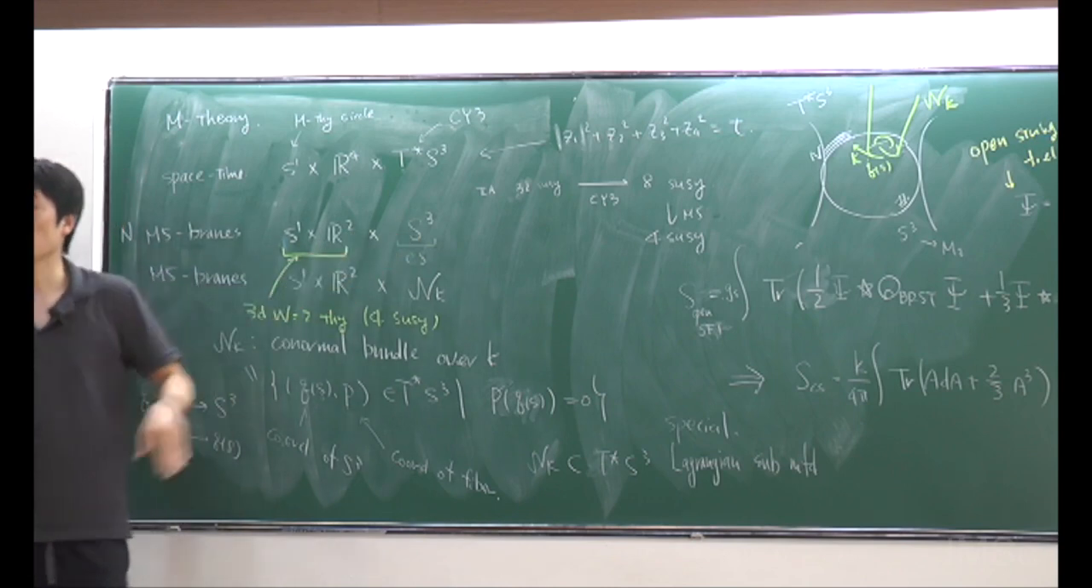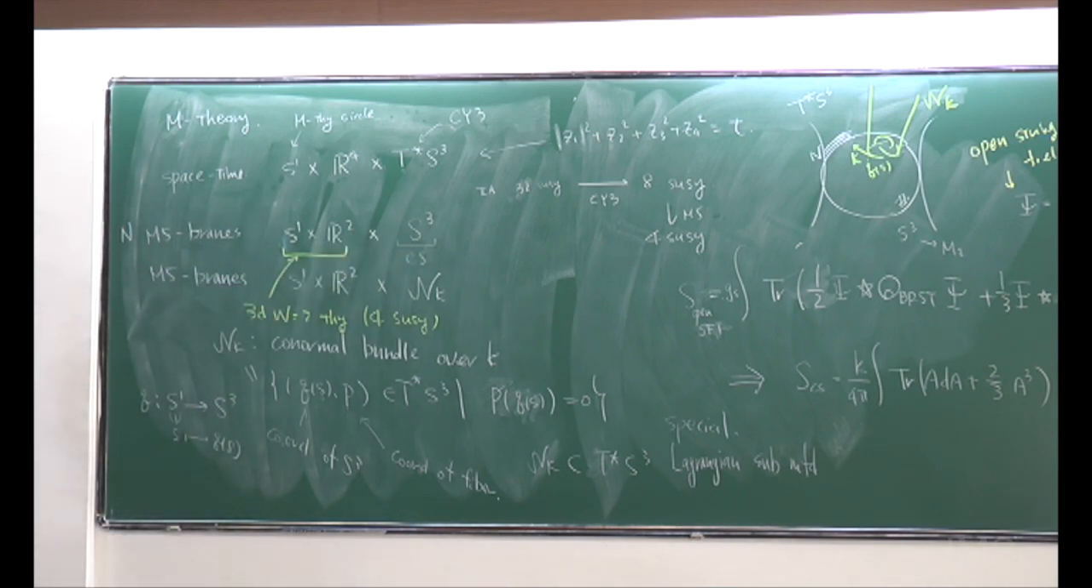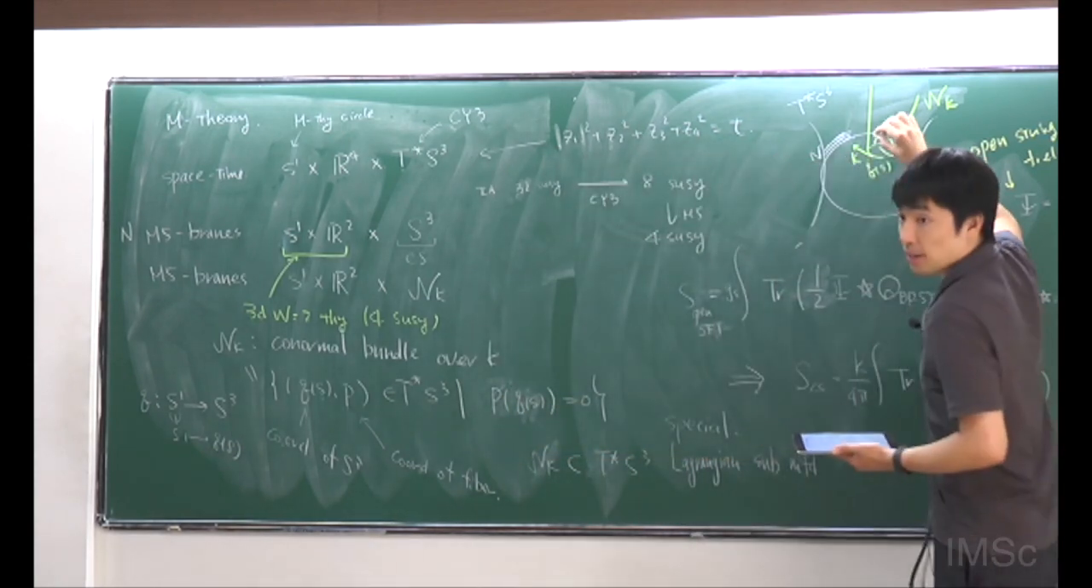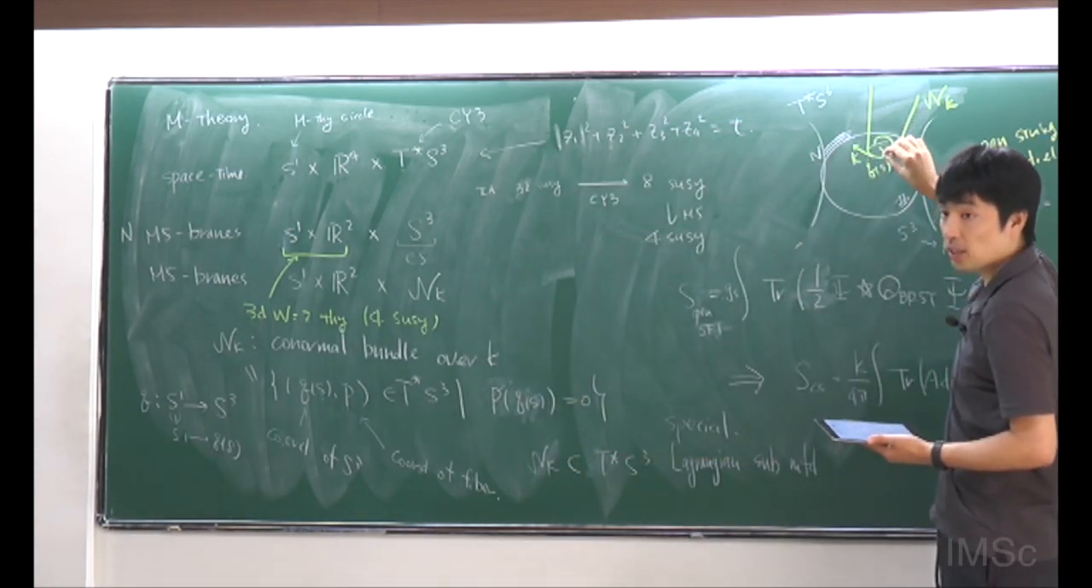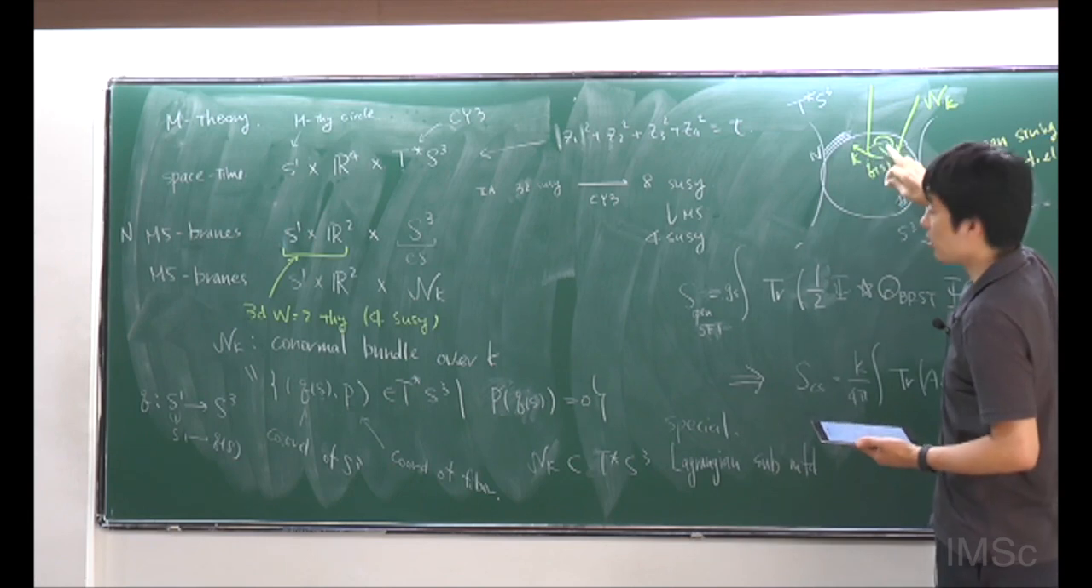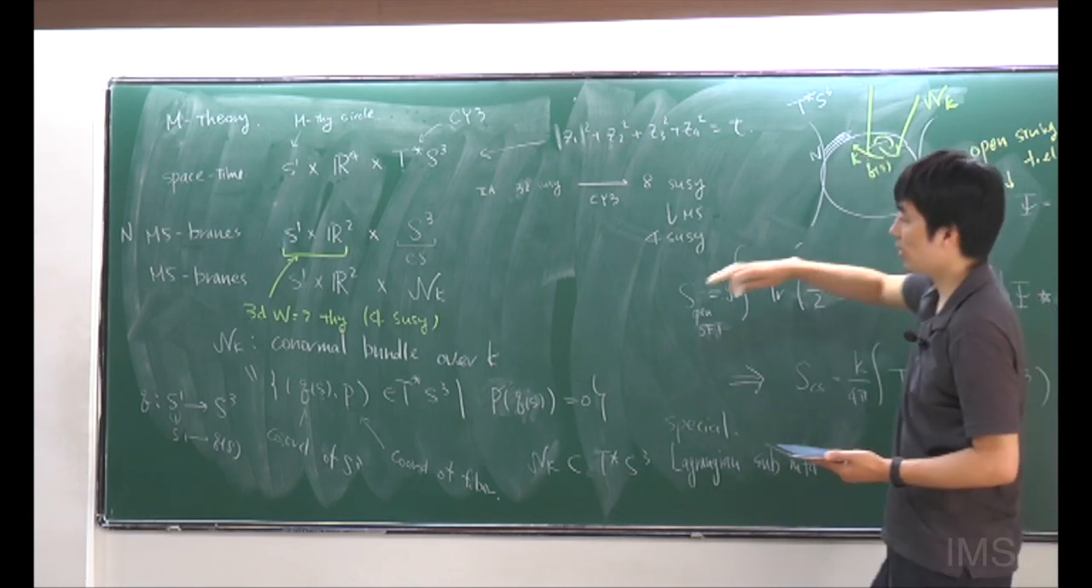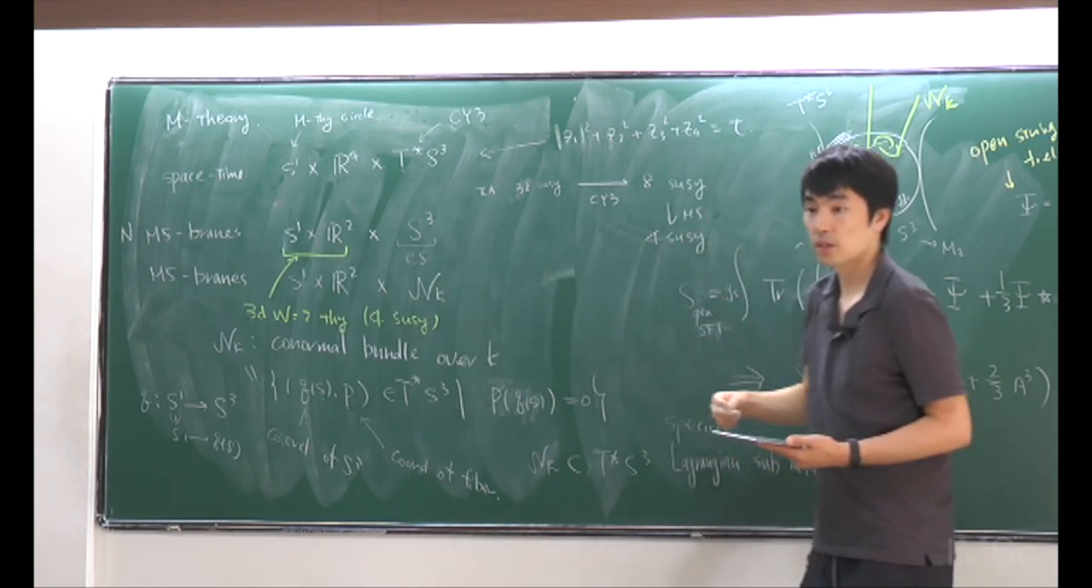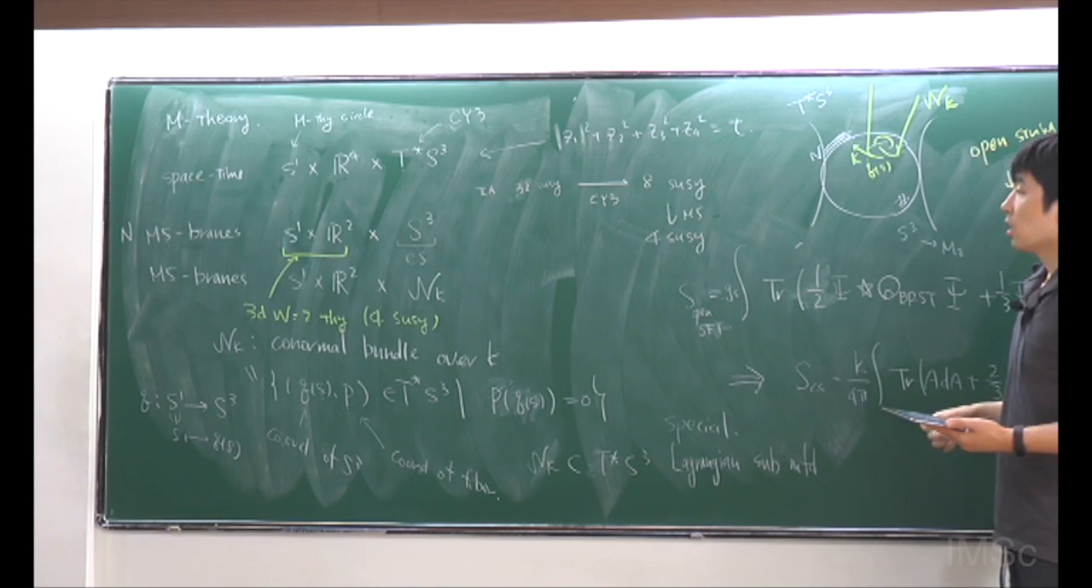And on the other side, you have a Chern-Simons theory, but you need a defect to realize the Wilson loop. Okay. And this defect is always realized by the intersection between the conormal bundle and S3. And where is the representation coming from?